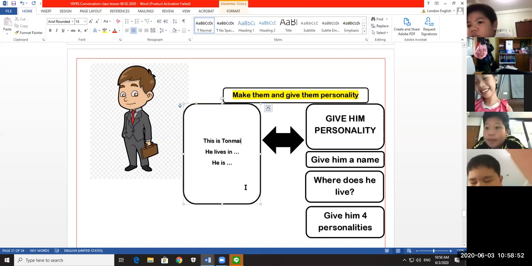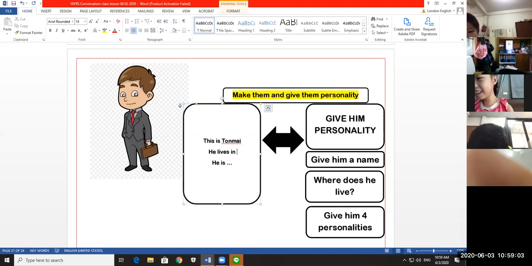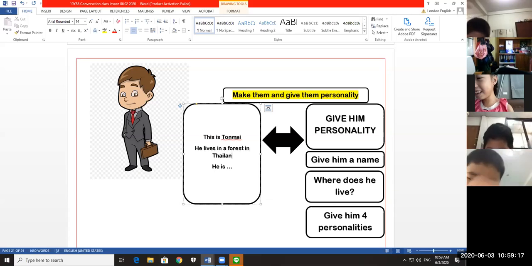Okay. So, where does he live? He lives in a forest, okay? He lives in a forest in Thailand. So he lives in a forest in Thailand, okay? Now let's give Tonmai personality types, okay?